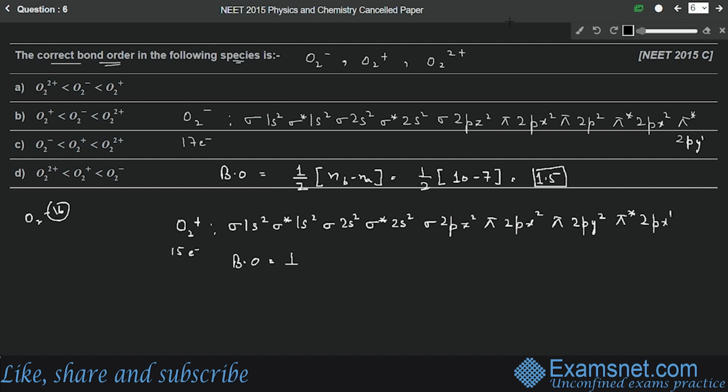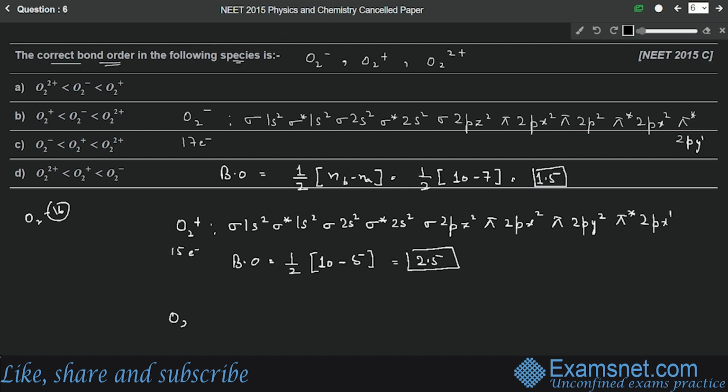It is half. What is the number of electrons in bonding molecular orbitals? 10. This will be the same. Only anti-bonding will differ. The number of electrons in anti-bonding molecular orbitals is 5 in this case. So half into 5 will be equal to 2.5. So this has the bond order 2.5.